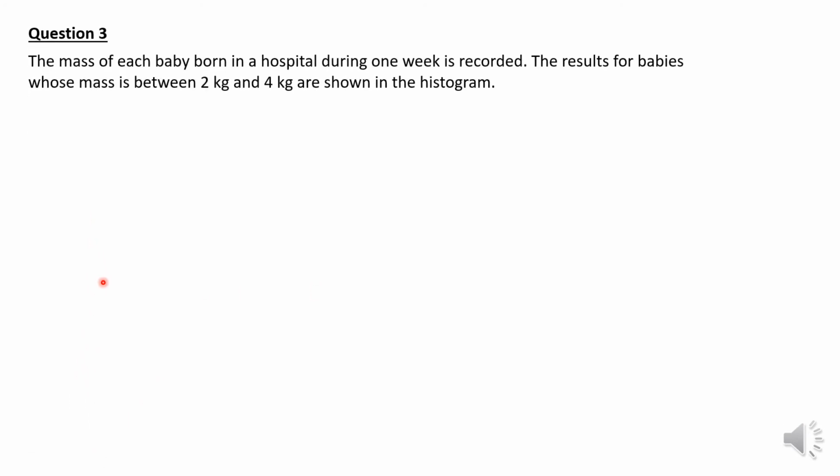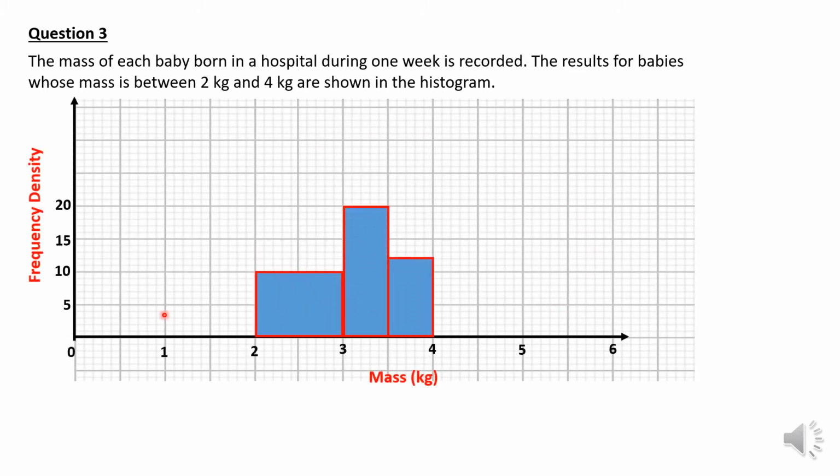Right, we have the third question. It says the mass of each baby born in a hospital during 1 week is recorded. The results for the babies whose mass is between 2 kilogram and 4 kilogram are shown in the histogram. So it shows us between 2 and 4. This is the mass of the baby. We have the frequency density here, 5, 10, 15, and 20. So what is clear is that one little block here represents 1 unit, because 5 divided by 5 will give me 1, 2, 3, and so on.